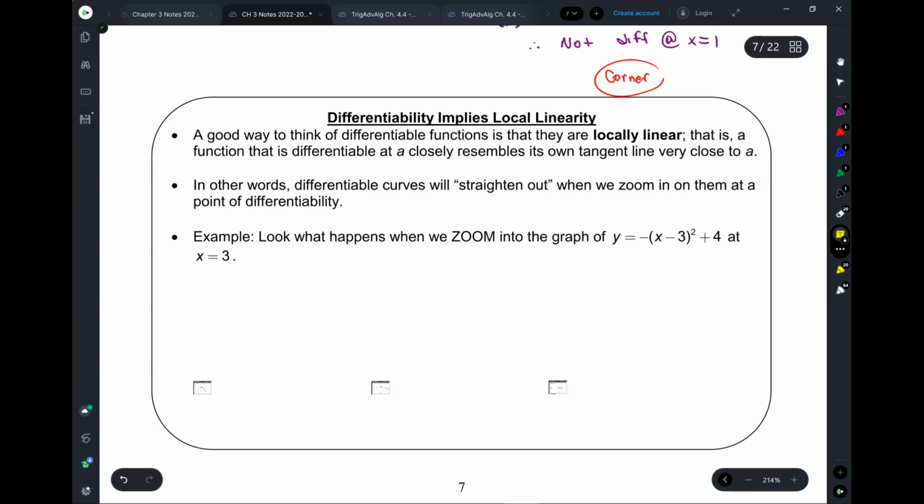So differentiability implies local linearity. What does that mean? In calculus, most of the time, we just look at one point of a graph, not the entire life of it. So what is a differentiable function, right? What does it look like? Well, it's locally linear. That means if a function is differentiable at a point, the more you zoom in there, the more it'll straighten out at that point and look like a line.